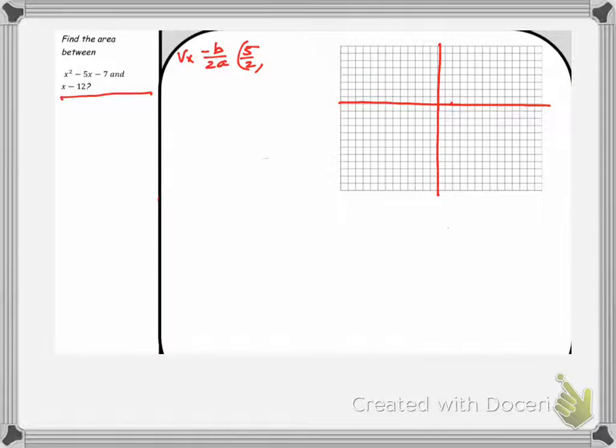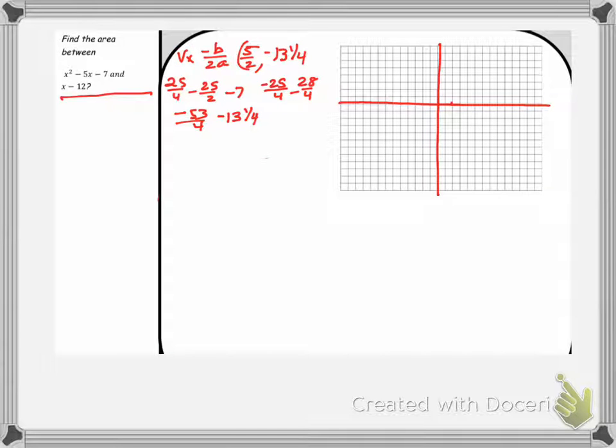To find the y value, we stick 5 halves in there. So that would be 25 fourths minus, nope, minus 25 halves, sorry, which is going to be 50 fourths, minus 7. So that is negative 25 fourths minus 28 fourths. 7 is 28 fourths. So I have a negative 53 fourths, which is negative 13 and a fourth. So there's my vertex.